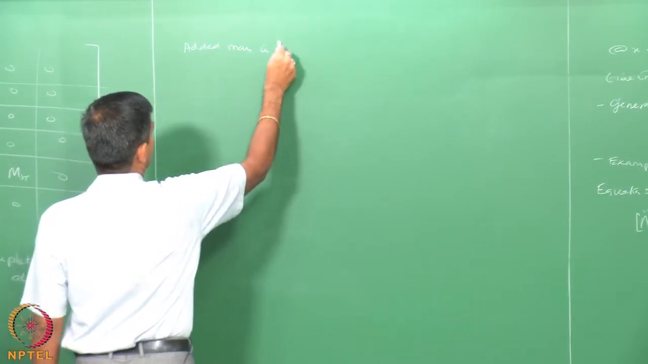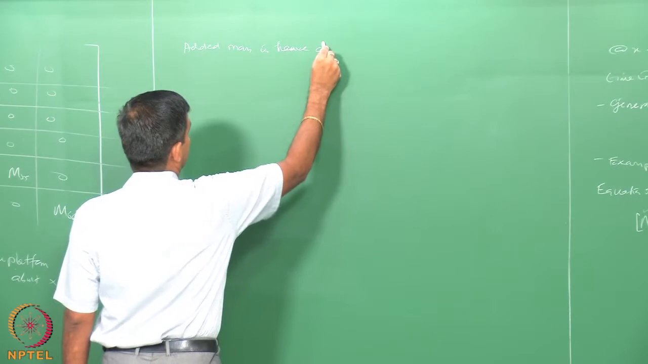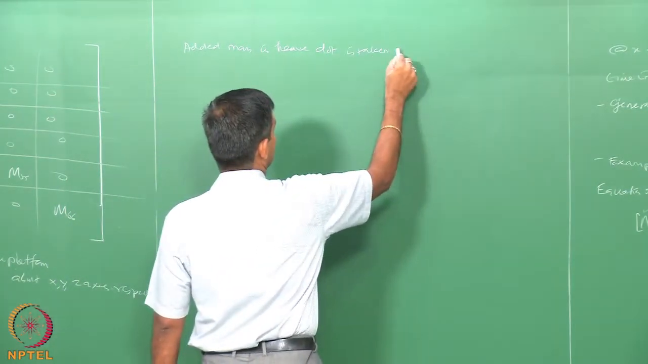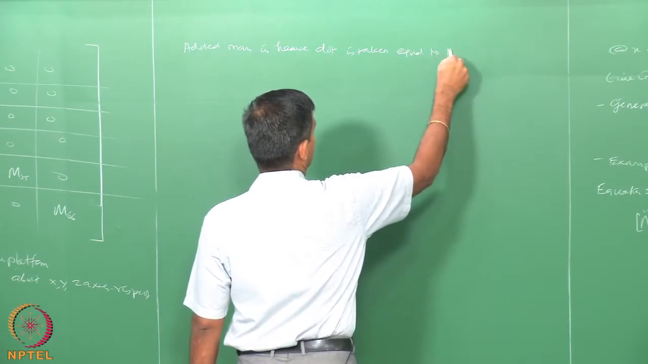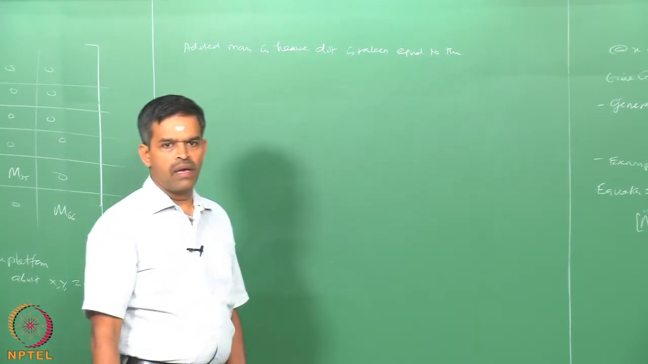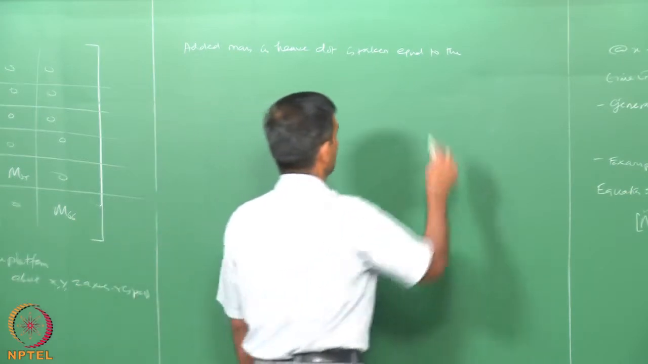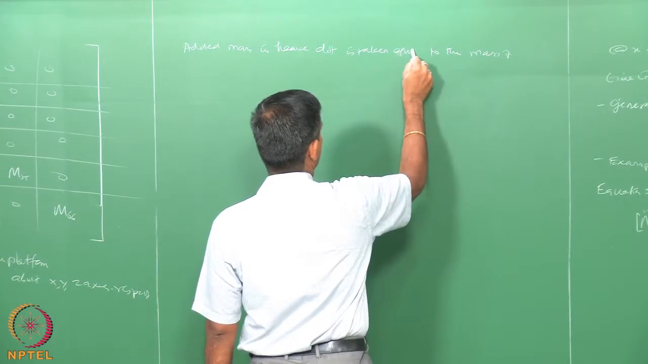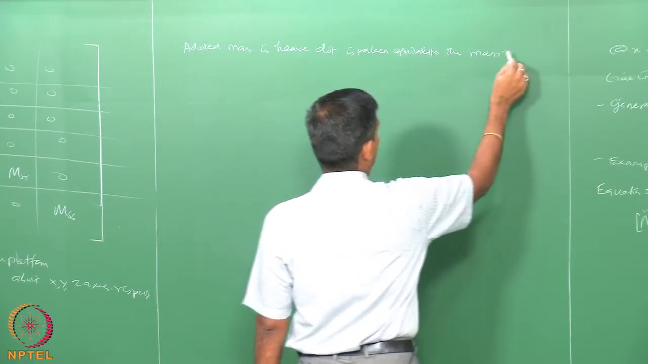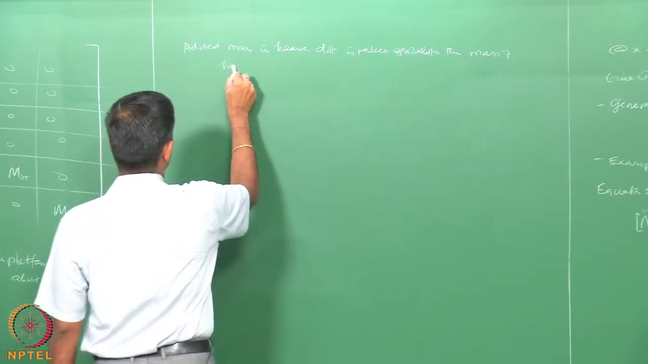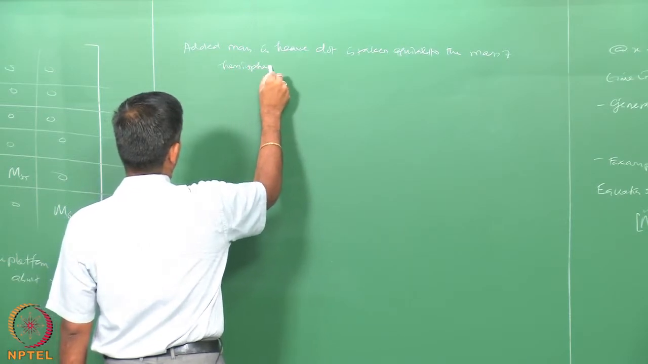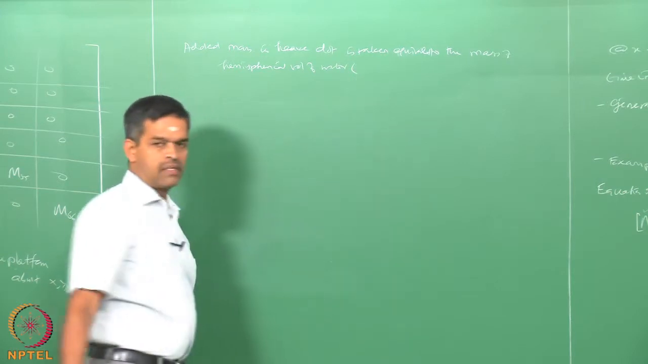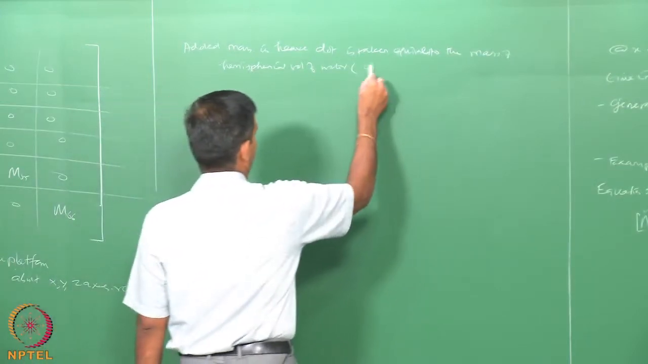So, the added mass in heave degree of freedom is actually taken equal to the mass of hemispherical volume of water. One can say equivalent to mass of hemispherical volume of water as suggested by Chakrabarty and Hanna.